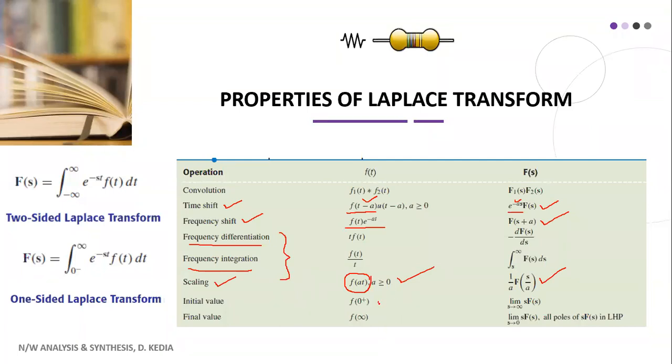Then we have discussed the initial value theorem and final value theorem. Initial value is nothing but f(0) and final value is f(infinity). If you have the initial value, that is time equal to 0, we take s tends to infinity. And if we have t tends to infinity, we take s tends to 0. So s tends to infinity in sF(s), and similarly s tends to 0 in sF(s).